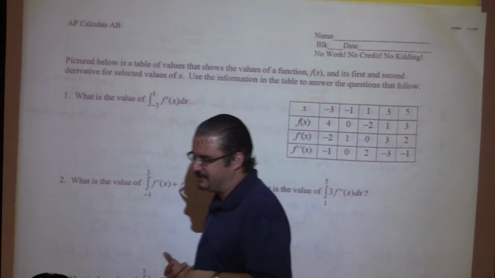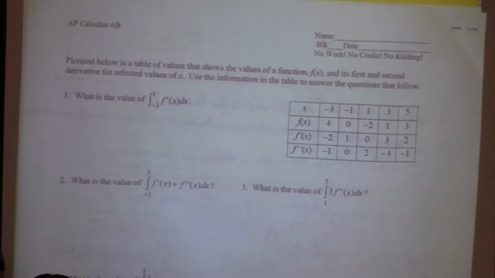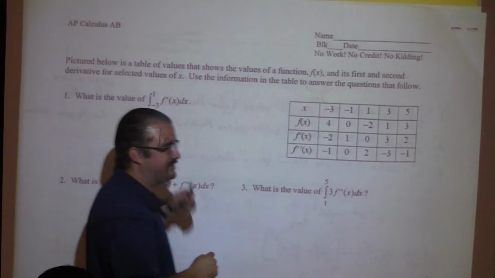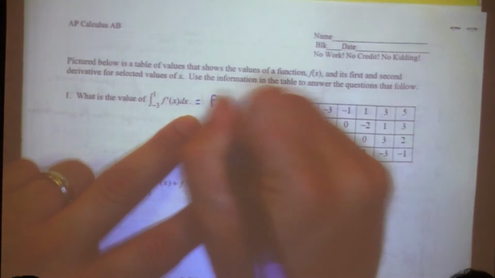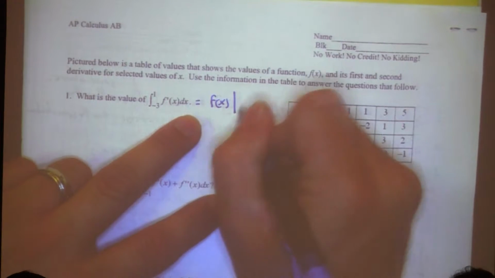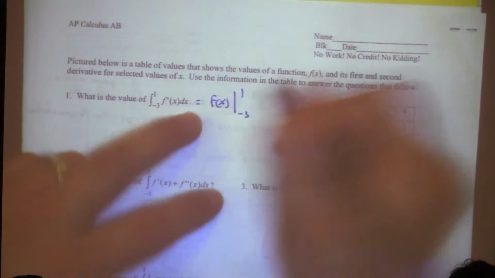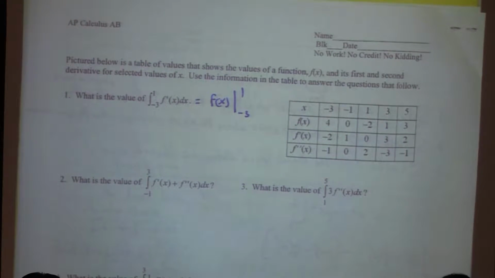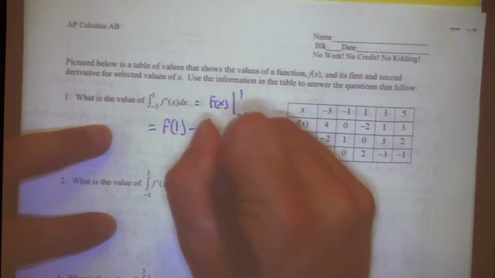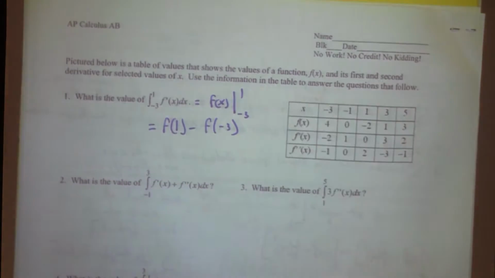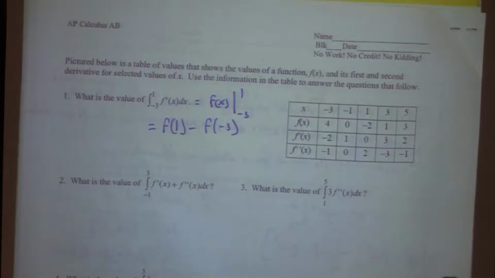So the first thing we needed to do was to find the antiderivative. What would the antiderivative of f prime be? F. We go back a function, so this will just be f of x evaluated from -3 to 1. So what does that expand to be? F of 1 minus f of -3. And can we calculate those values from the given table?